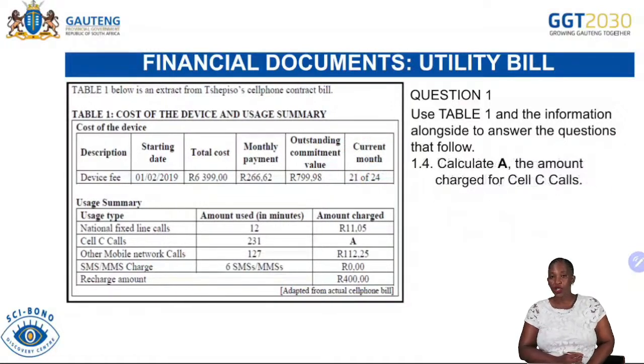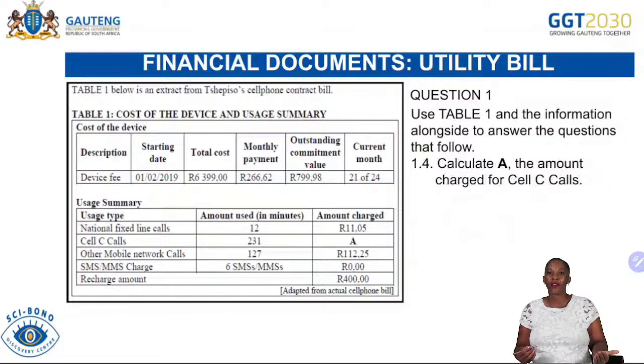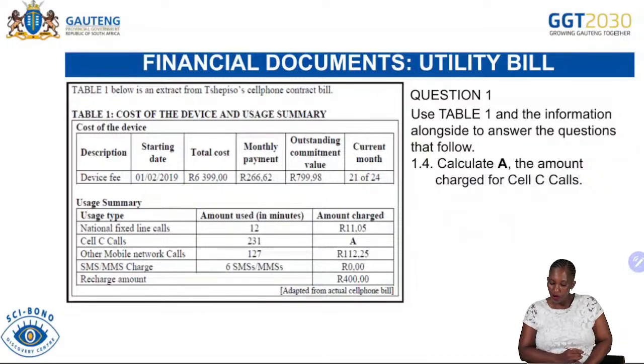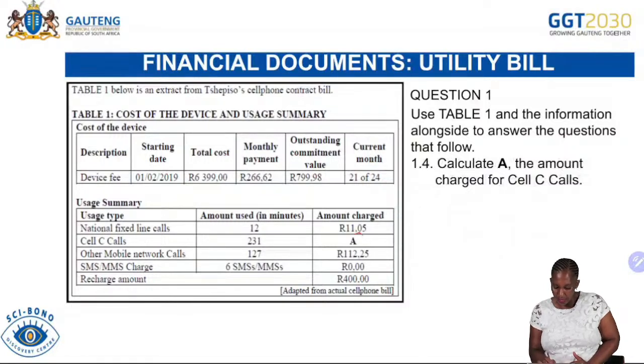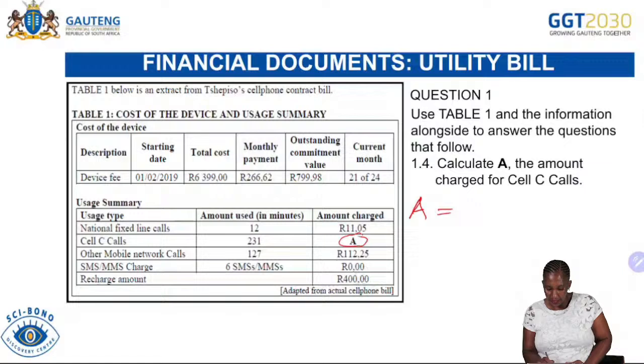Now the next question, 1.4. Boys and girls, can you see how fast it is to work with these financial documents? Because we have done it in detail, now we are just answering the questions. We are interpreting what is in front of us. Now 1.4 says calculate A, the amount charged for Cell C calls. How do we calculate the amount charged for Cell C calls? We want the value of A. How are we going to get the value of A? Remember, here we have the recharge amount. How much was our recharge amount?